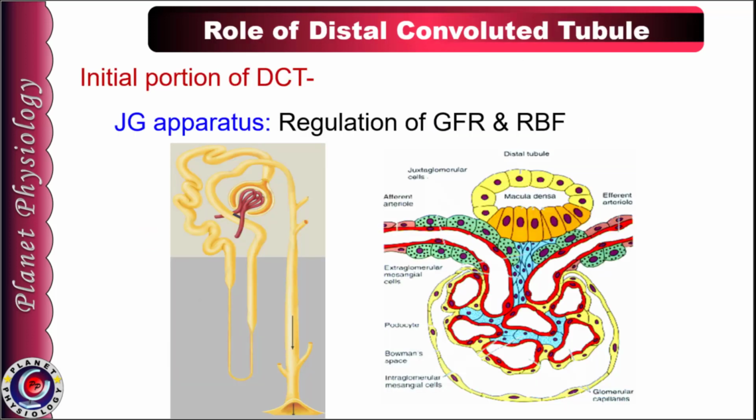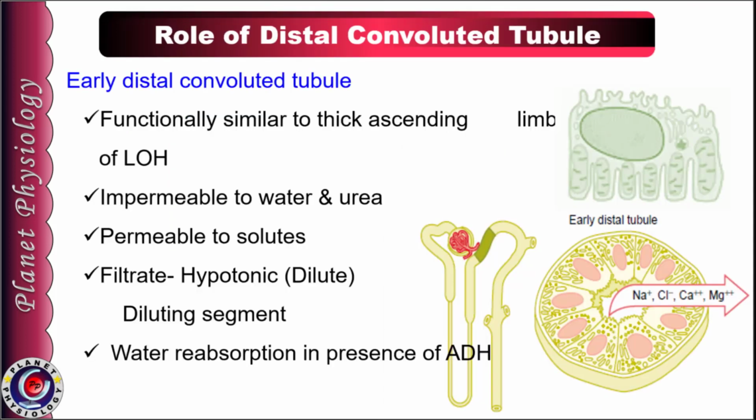Now coming to the distal convoluted tubules. The initial part of the distal convoluted tubule runs between the afferent and the efferent arterioles and is modified to form the juxtaglomerular apparatus. It plays an important role in regulation of GFR and renal blood flow. The distal tubule is then divided into two parts, early and late.